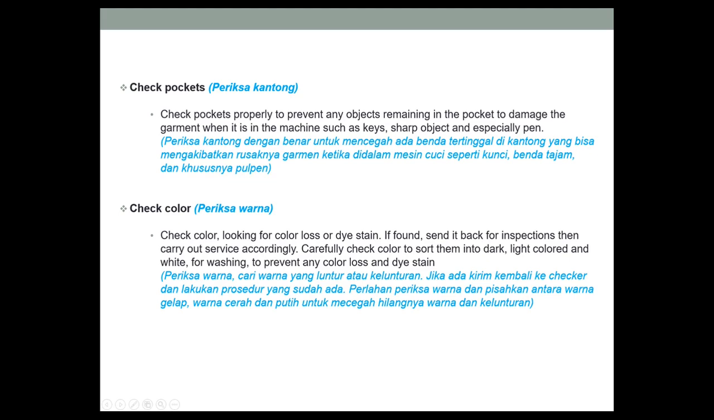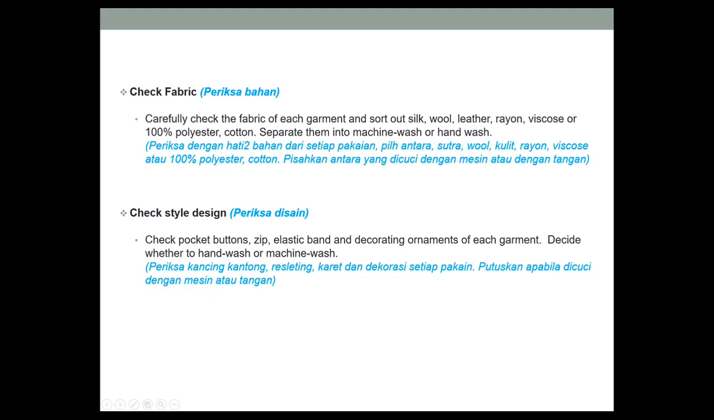dye stain. Check fabric. Carefully check the fabric of each garment and sort out silk, wool, leather, rayon, viscose or 100% polyester, cotton. Separate them into machine wash or hand wash. Check style design. Check pocket buttons, zip, elastic band and decorating ornaments of each garment. Decide whether to hand wash or machine wash.